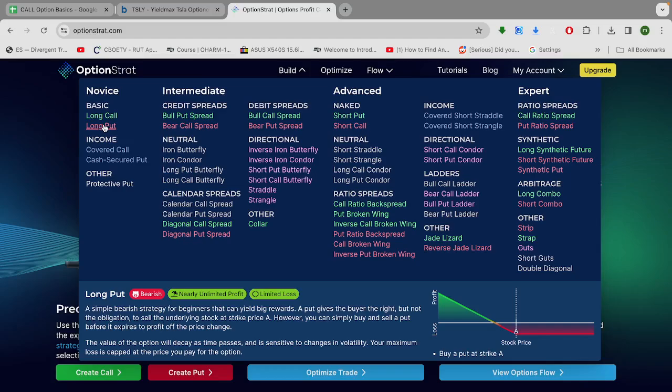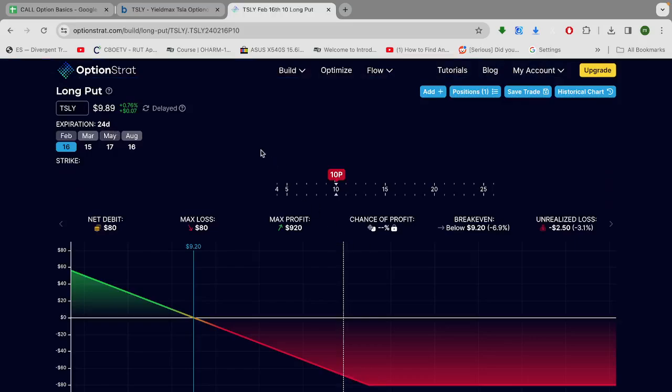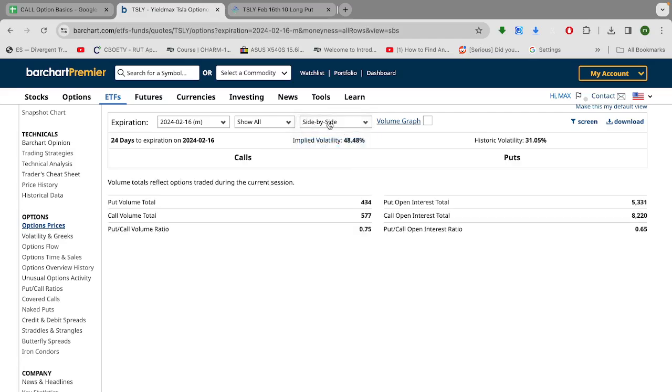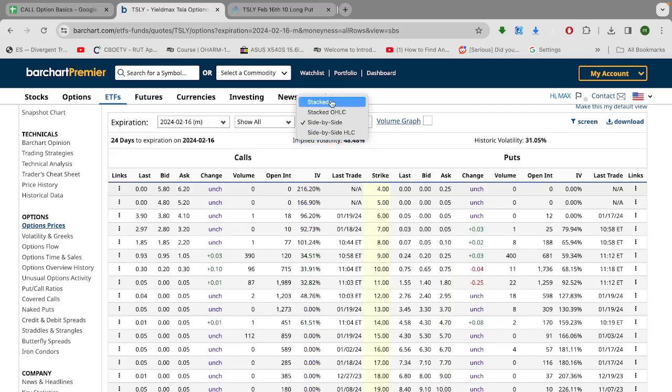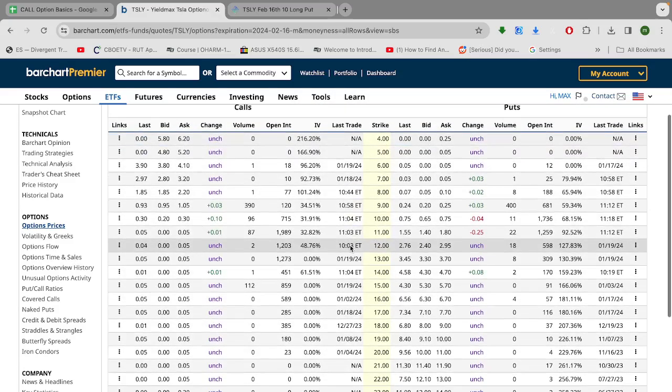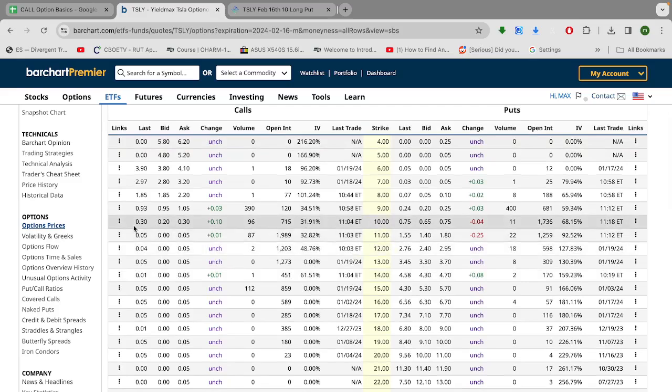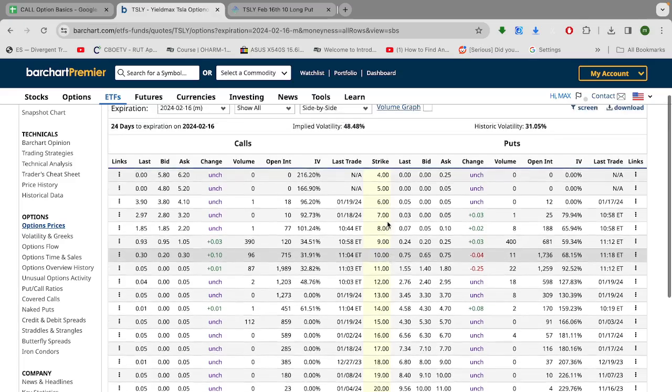All right, so we're going to do a long put. I loaded up TSLY in there, but we're going to go to the option table. When you're an option trader, you want to be real familiar with the option table. I always use side by side. You can either choose stacked or side by side on Barchart. Most things come in side by side. That's the way I started reading these in the paper a long time ago, and that's the way they publish them in the paper. So side by side means calls are on the left side, puts are on the right side, and then right down the middle, that's the strike price, okay?